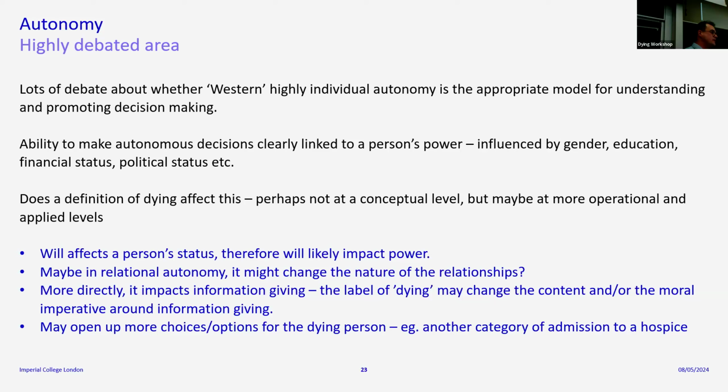And then also it may open up simply other options. So someone might have more choices to be autonomous around. Sometimes you'll read that the more choices you have, the more autonomous you can be. Again, not entirely clear to me, but it does open up other treatment options sometimes. If you're labelled as dying, there's another category of admission to a hospice. Maybe your symptom needs weren't enough to get you there 2 weeks ago, and you really want to go there. You really like the pond and the goldfish and all the nice things in the hospice garden. But now people think you're dying, you can have a terminal care admission rather than a symptom control admission. So it might impact the choices available to you.